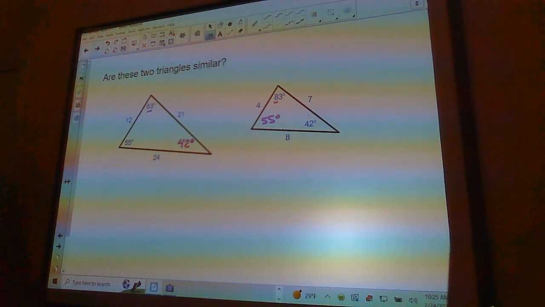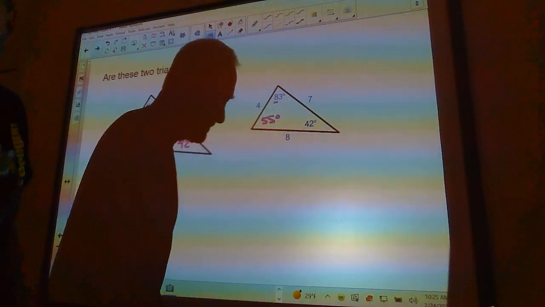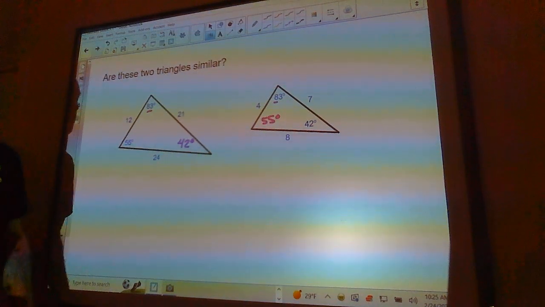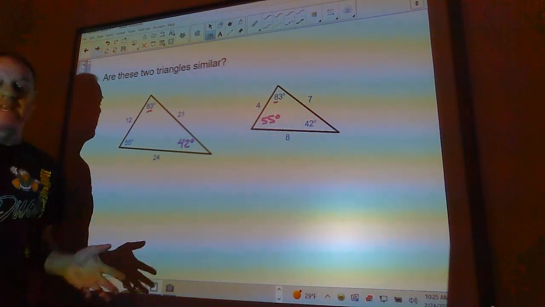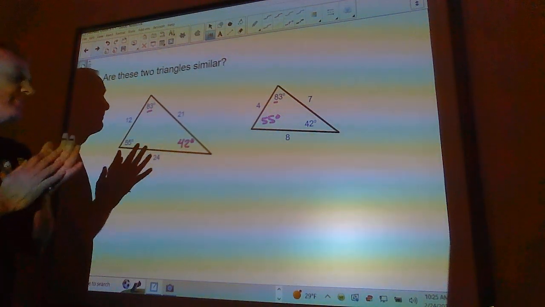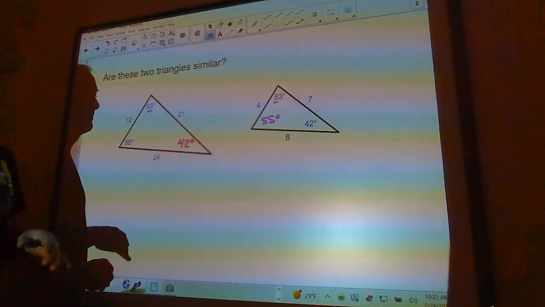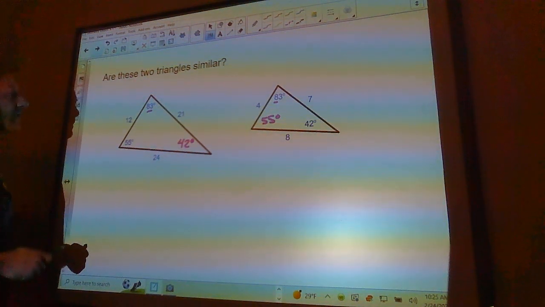Now I need to check to make sure the sides are proportional. Technically, if you have the three angles of one triangle equal to the three angles of another triangle, it's automatically going to be similar. But that's true for triangles. That's not necessarily true for everything else.